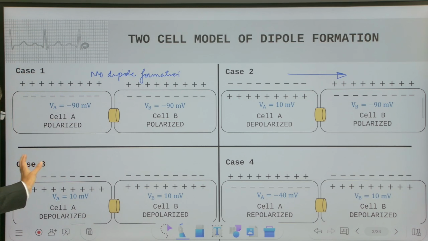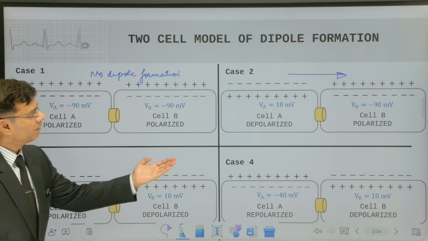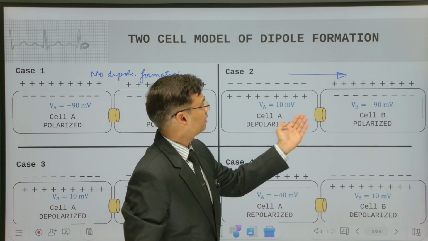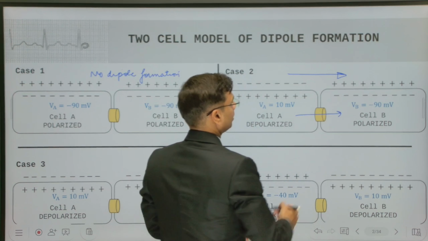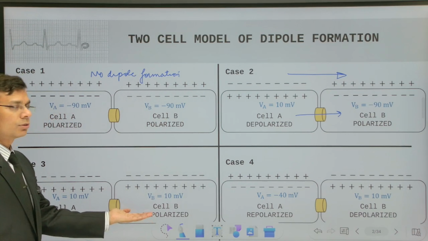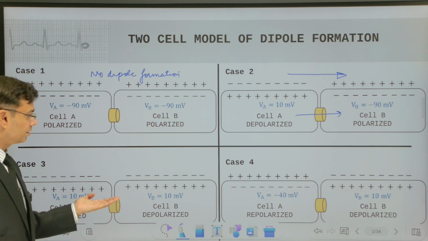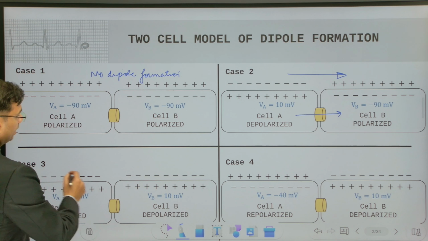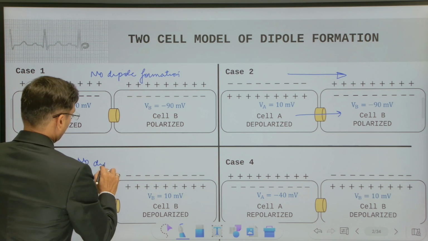Let's take case 3, in which, if these are at different potentials, current will flow from here to here, and after a time, let's say this cell also got depolarized and both cells are at a depolarized state. So again the outside is negative and this is also negative, so again there is no dipole formation.